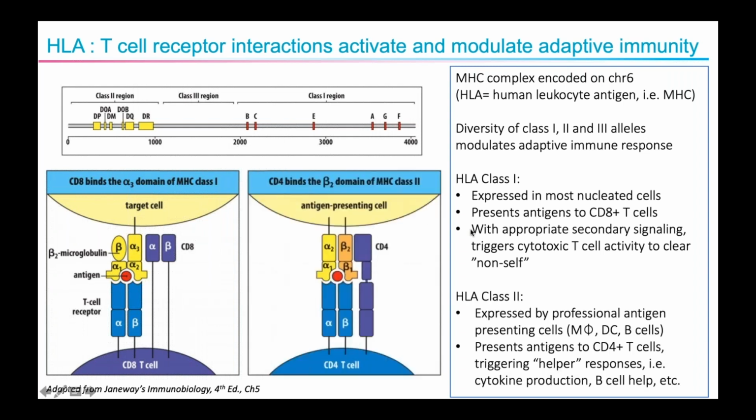Class 2, on the other hand, is presented by professional antigen-presenting cells, and by those I mean macrophages, dendritic cells, B cells. In this case, the class 2 complex presents their antigenic peptide to T cell receptors on CD4 positive T cells, and when again stimulation goes according to plan, stimulates these types of CD4 T cell helper responses, including cytokine production, B cell help, etc.